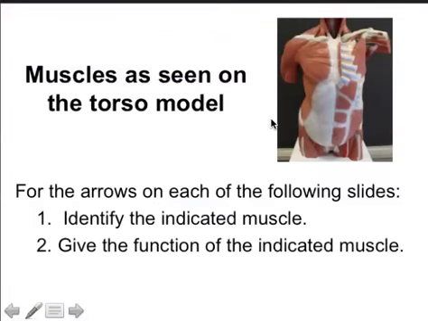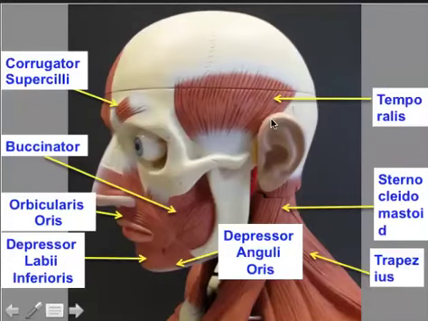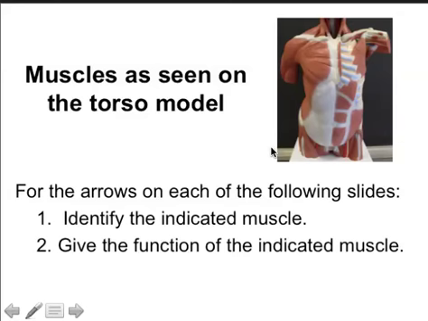Okay, this next block is going to be muscle ID, and the muscles we're concerned with here are the skeletal muscles, which are the voluntary muscles. So for the arrows on each of the following slides, we want to identify the indicated muscle and give a function. Okay, so we will begin that here in just a second. Okay, so we're going to give some muscle ID, and then we're going to do some muscle actions.